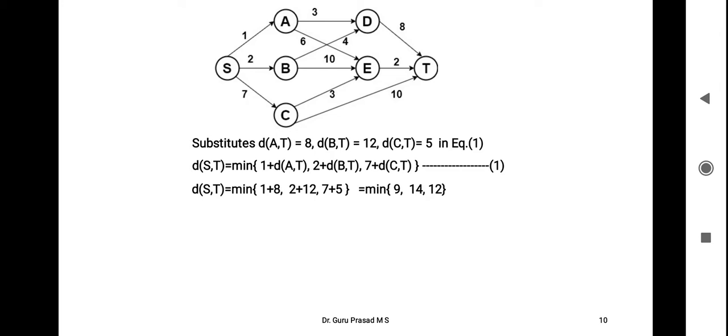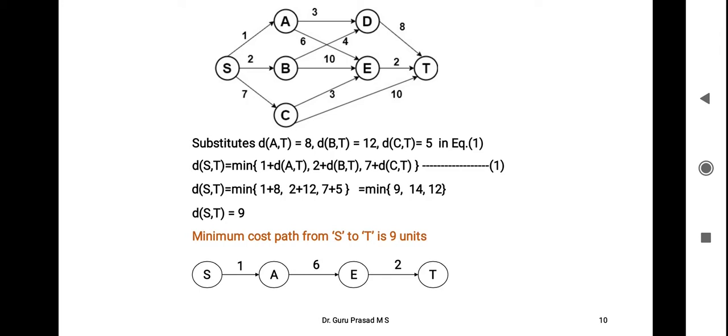In this, the minimum value is 9. D of S comma T equals 9. Minimum cost path from S to T is 9 units and the path is S to A to E, E to T. S to A 1 unit, A to E 6 units, E to T 2 units. 1 plus 6, 7. 7 plus 2, 9 units.